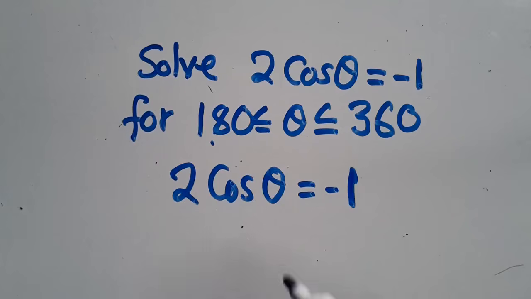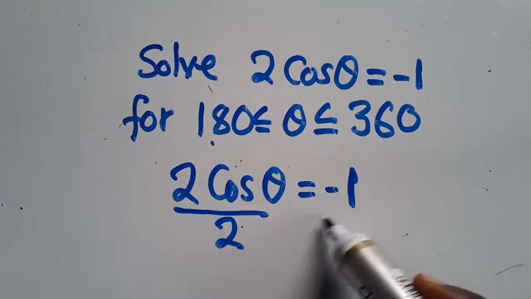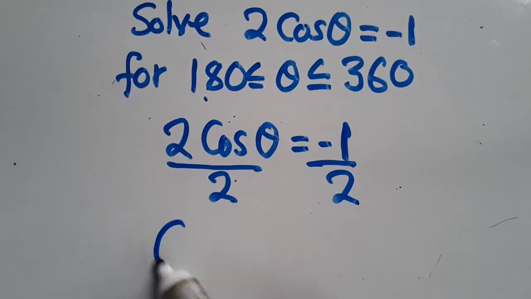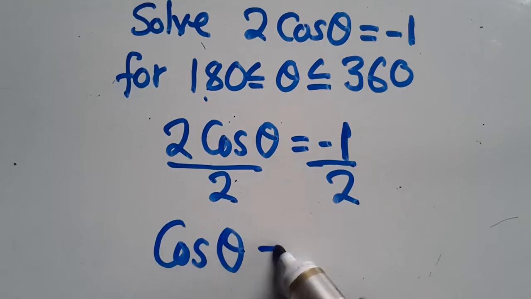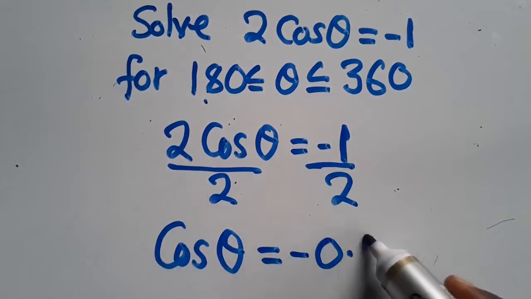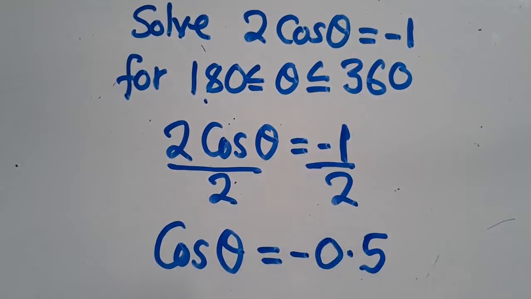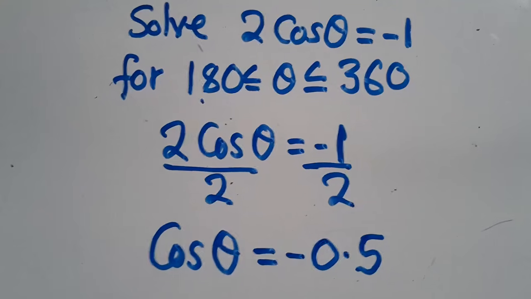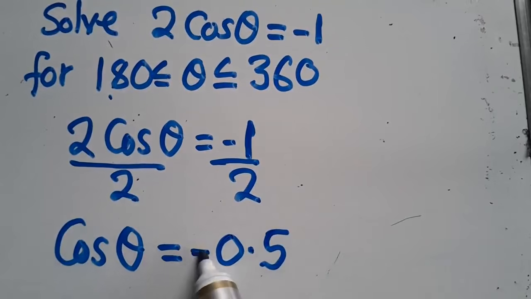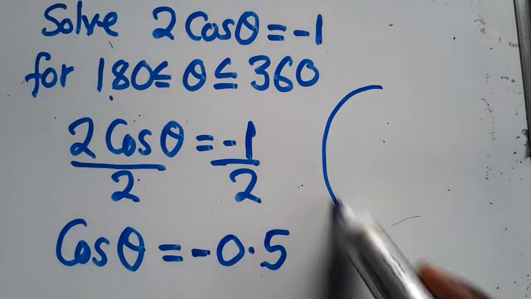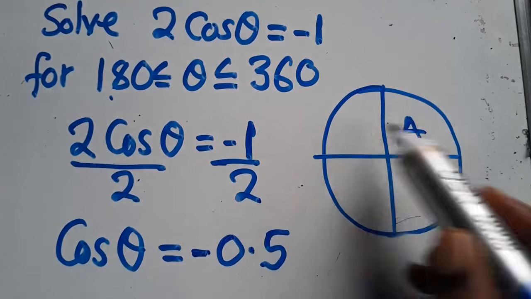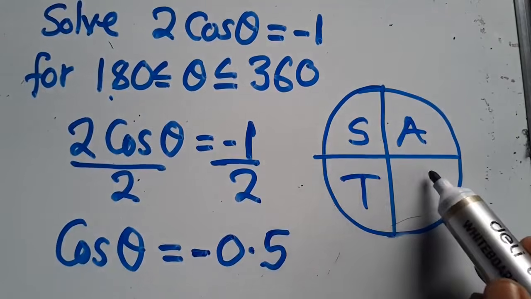How can you solve this? You divide both sides by 2, so that you just remain with cos theta is equal to -0.5. So cos is negative. Where is cos negative? Remember: all students take coffee.